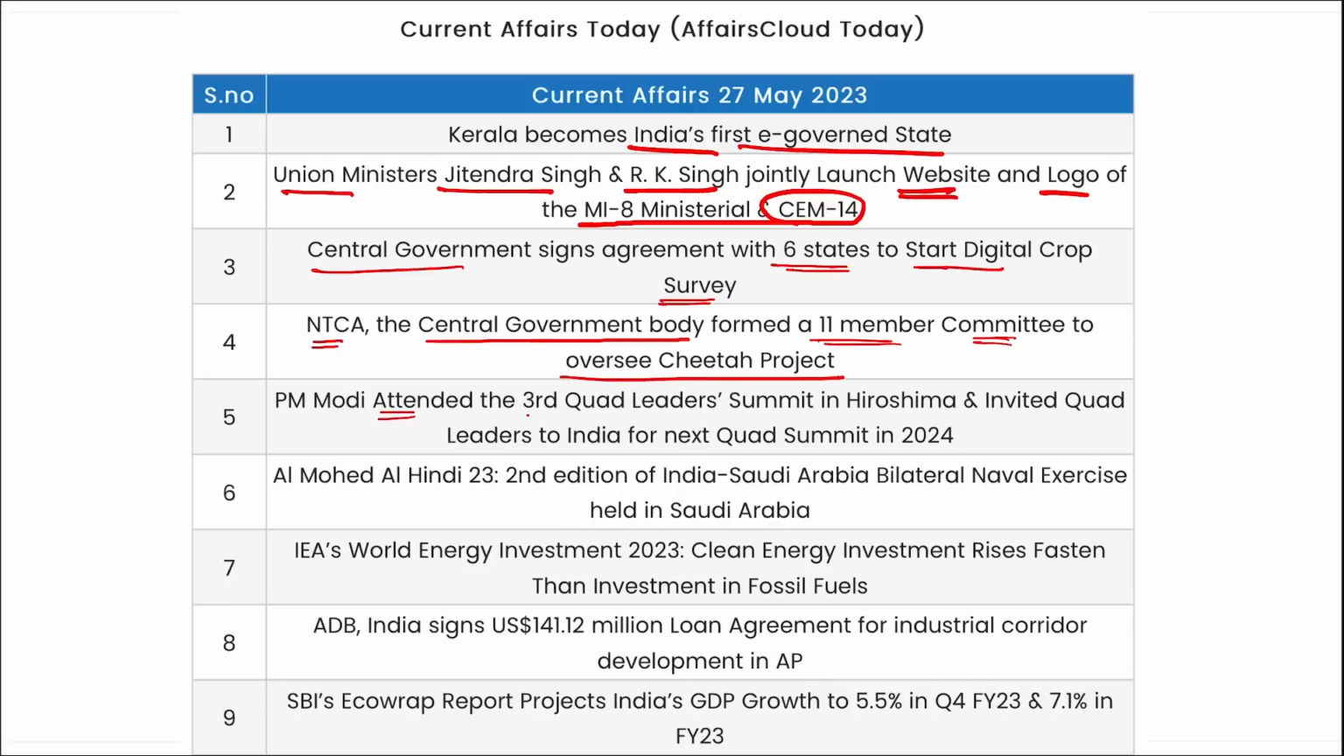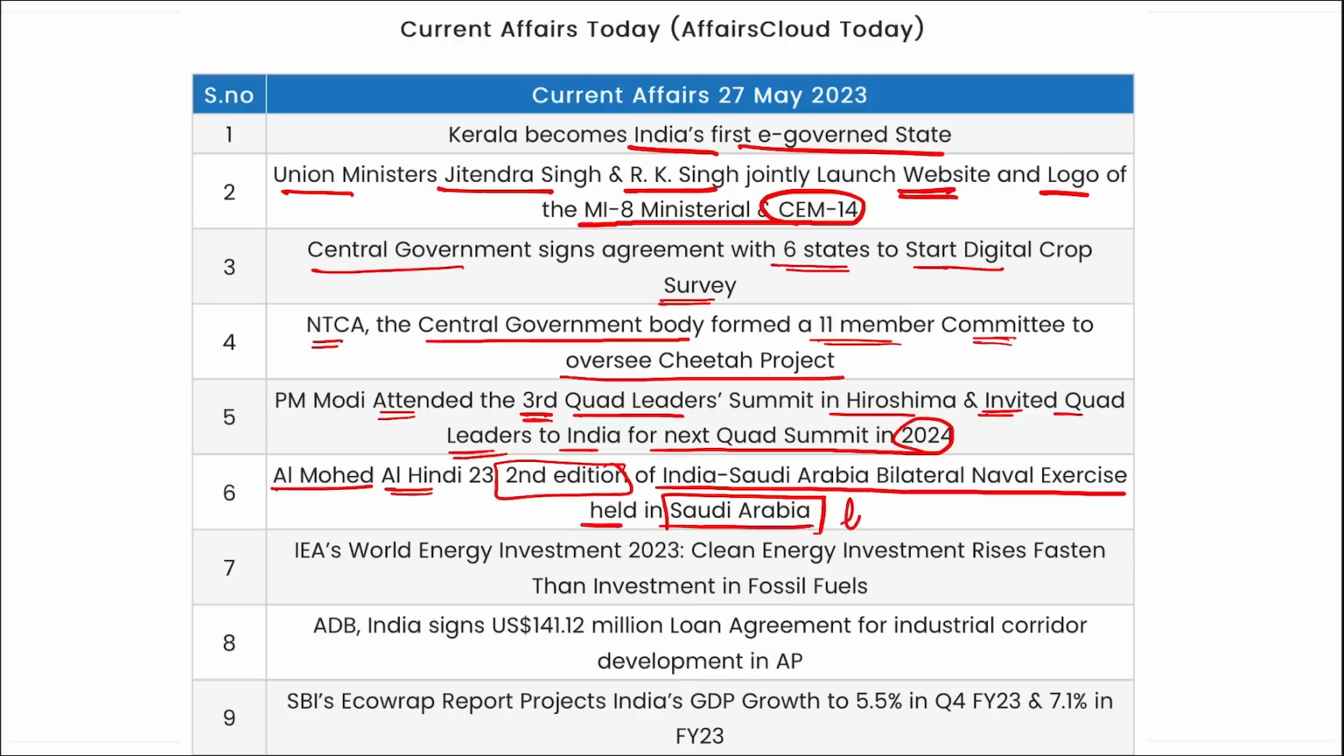PM Modi attended the third Quad Leaders Summit in Hiroshima and invited Quad leaders to India for the next Quad Summit in 2024. Al Mohad Al Hind 23, the second edition of the India-Saudi Arabia bilateral naval exercise, was held in Saudi Arabia. Location is important. Then IEA's World Energy Investment 2023: clean energy investment rises faster than investment in fossil fuel, because this is the need of the hour.